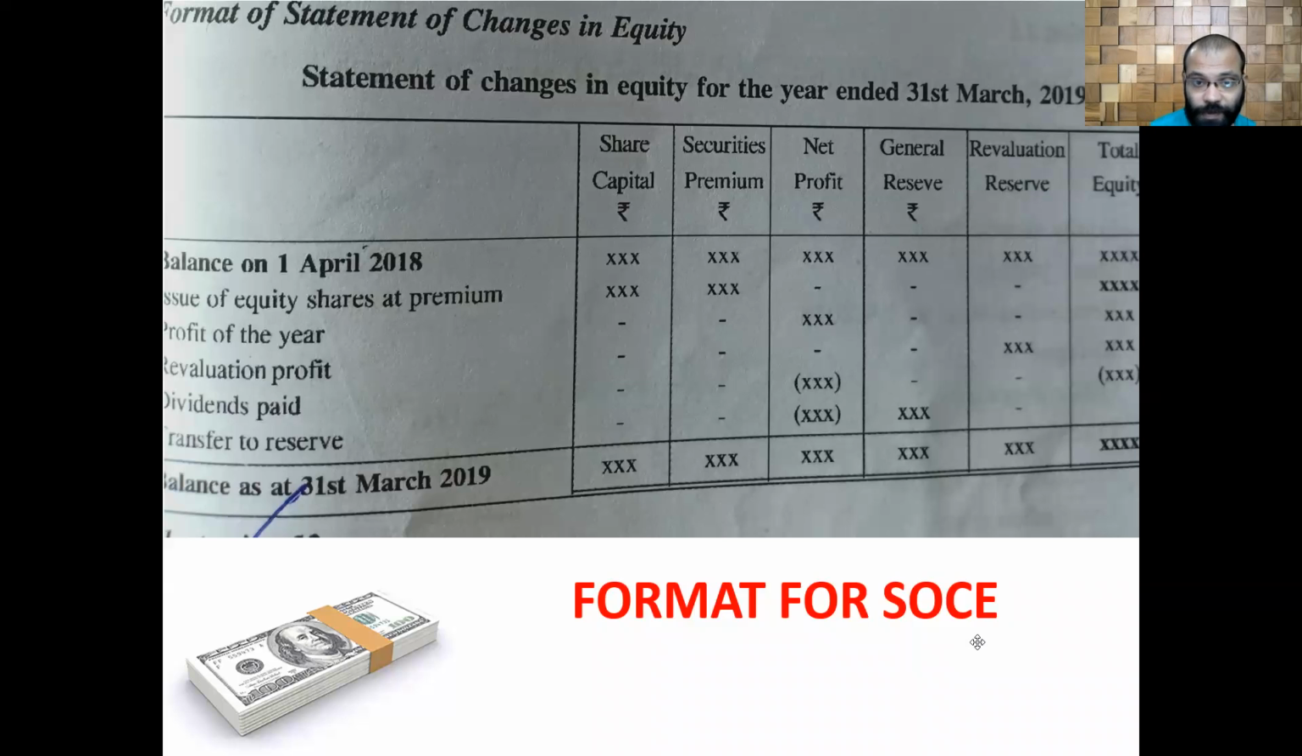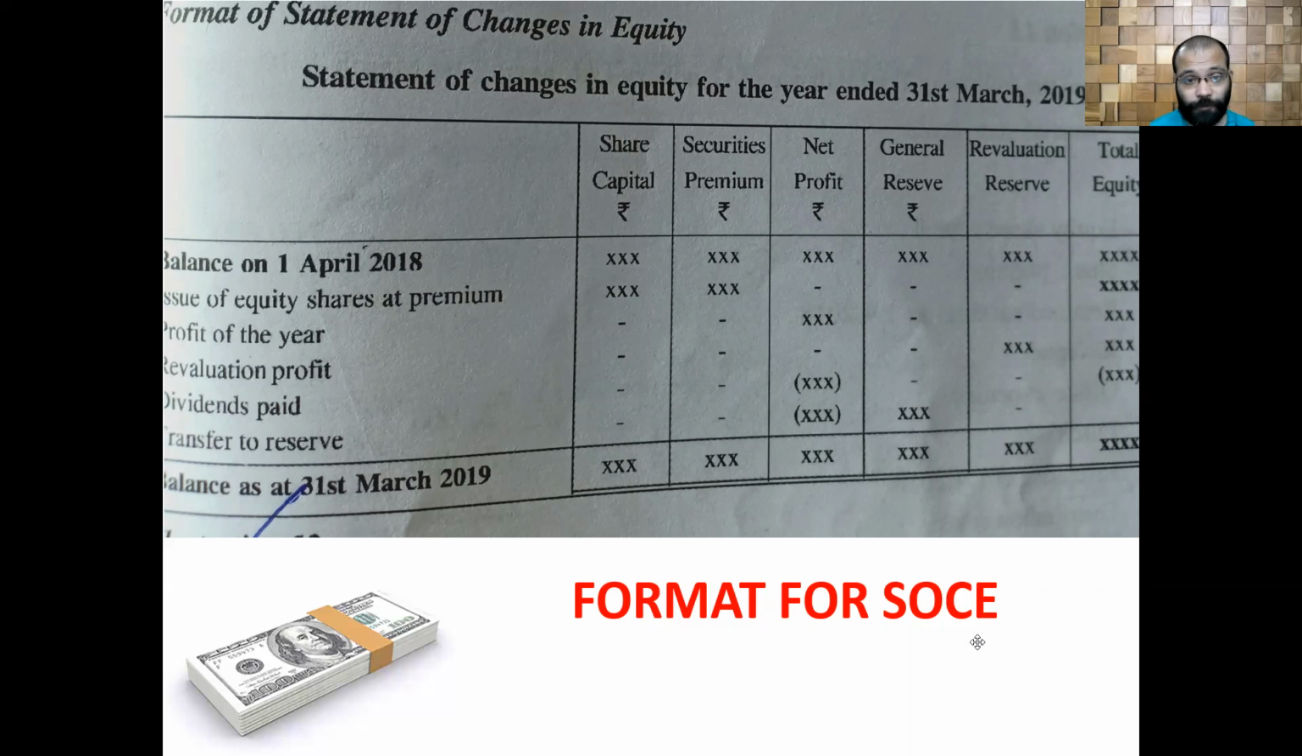Then next is dividends paid. Please remember, we are deducting dividend from the net profit, so it is a negative figure that has to be put in brackets. The net profit will be written in brackets. That is a negative figure, and in total equity, that negative figure will be written in the row total.